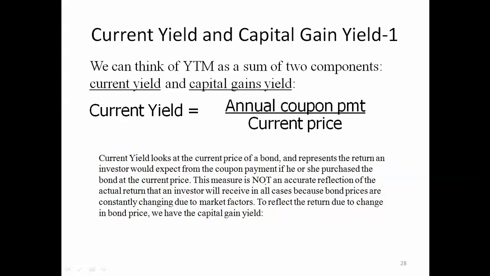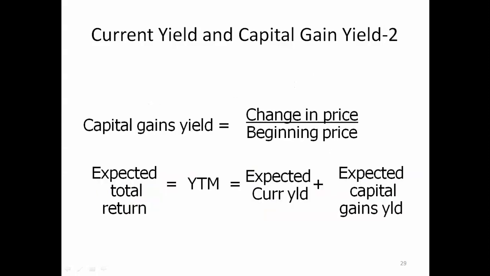This actually is not an accurate reflection of the actual return that investor would receive in all cases, because bond prices are constantly changing due to market factors. To reflect the return due to the change in bond price, we have the capital gain yield. The capital gain yield is the capital gain, which is the change in price, divided by the beginning price. The expected total return from the bond investment, which is the yield to maturity, equals the expected current yield plus the expected capital gain yield.